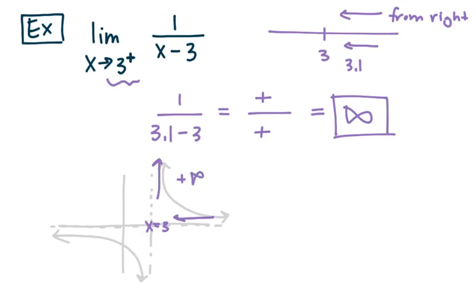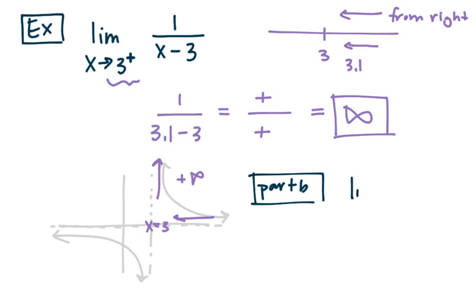So when you're doing these problems, if you get the same sign in the numerator and the denominator, plus over plus or minus over minus, it's going to go to positive infinity. And if you get different signs, a positive over a negative or a negative over a positive, you will get negative infinity.